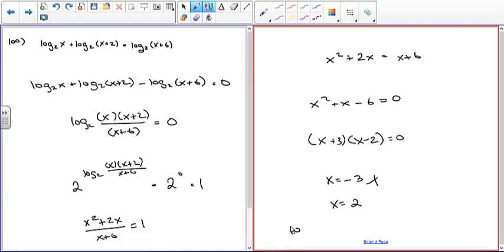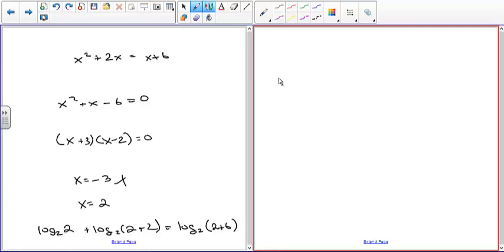So let's try that. Plugging in, log base 2 of 2 plus log base 2 of 2 plus 2 is equal to log base 2 of 2 plus 6. Well, the log base 2 of 2 is 1. The second one we have is log base 2 of 4. And on the right-hand side, we have log base 2 of 8.